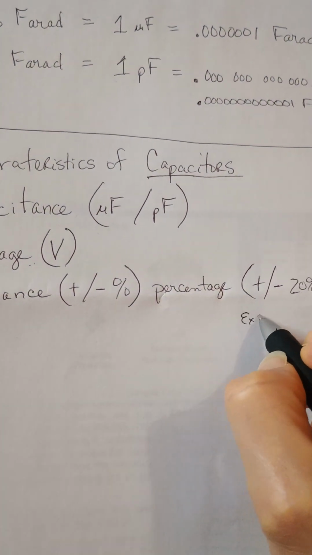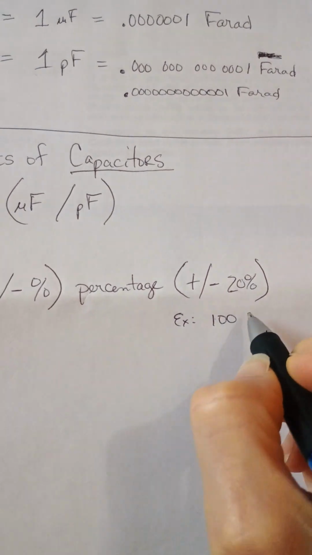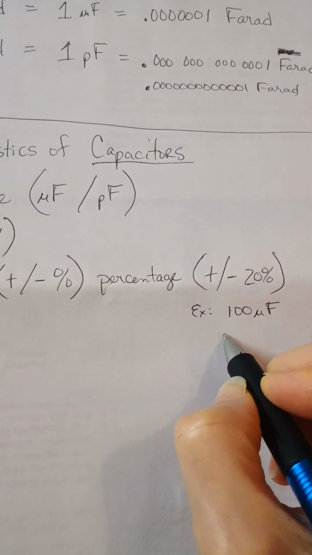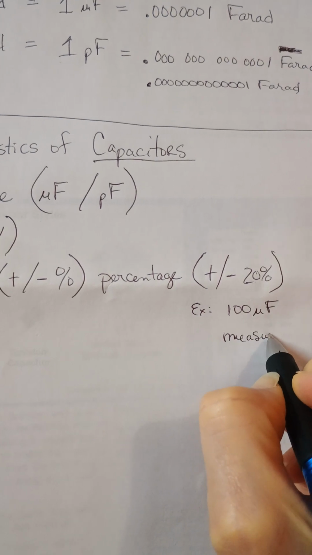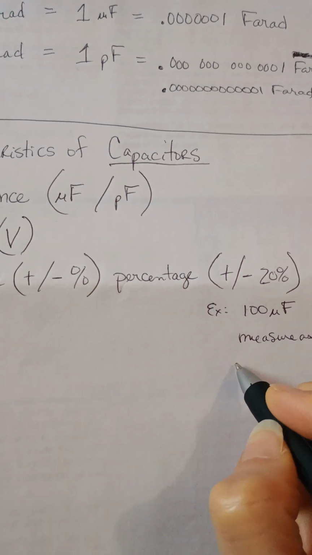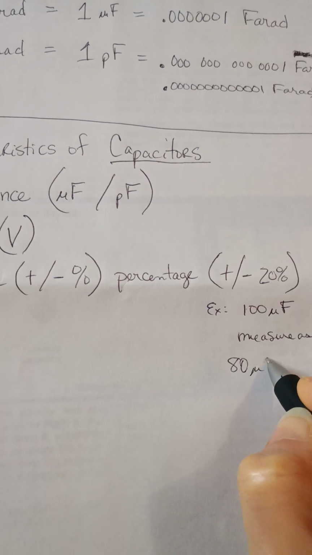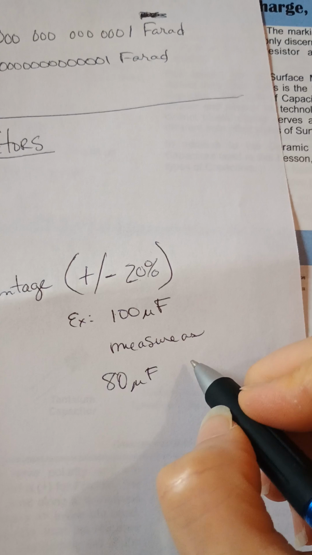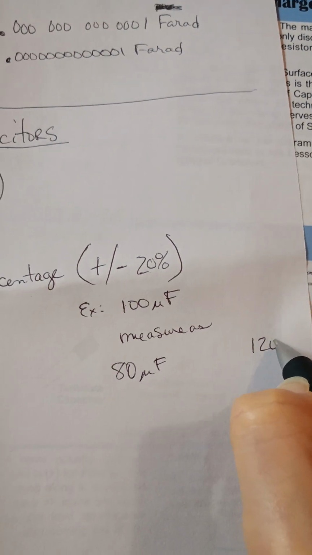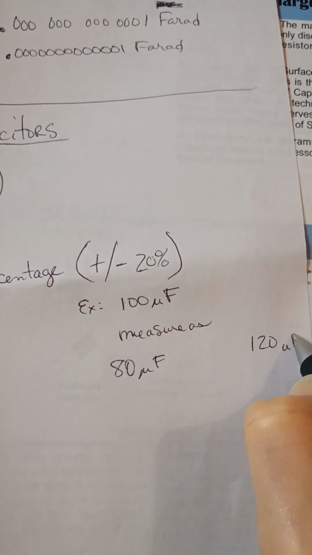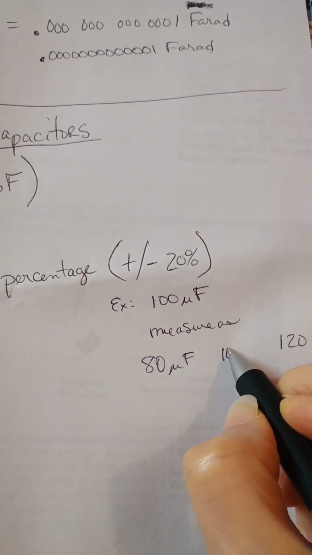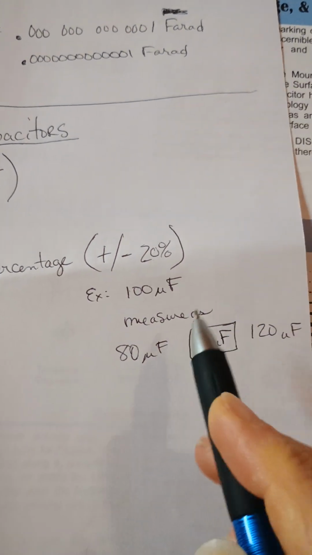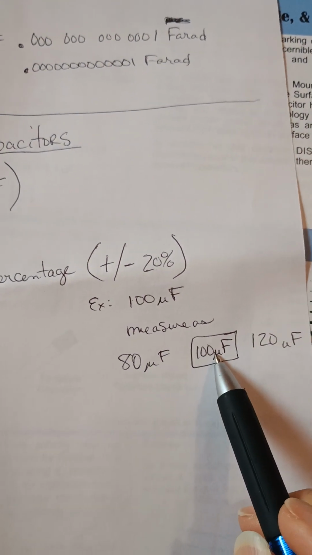Put an example here. 100 microfarad measures as low as 80 microfarads and as high as 120 microfarads, with our accuracy of hoping for 100 microfarads. So this is what it says it is.